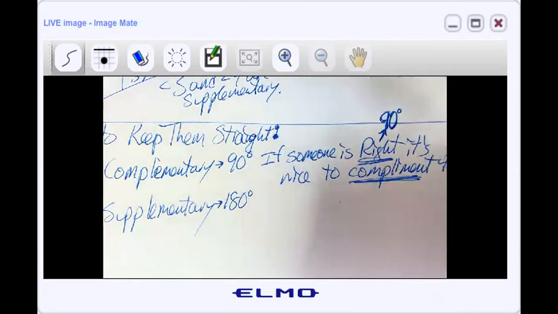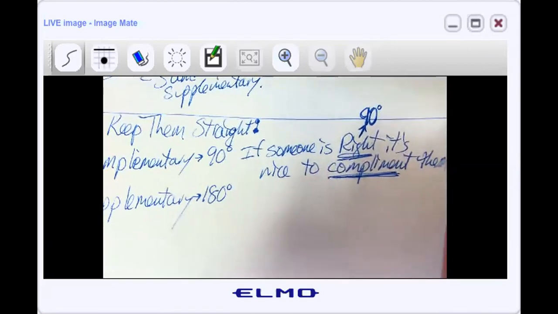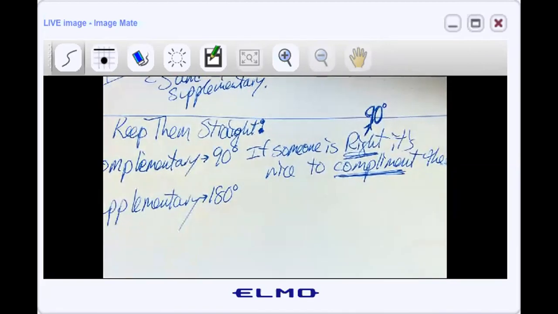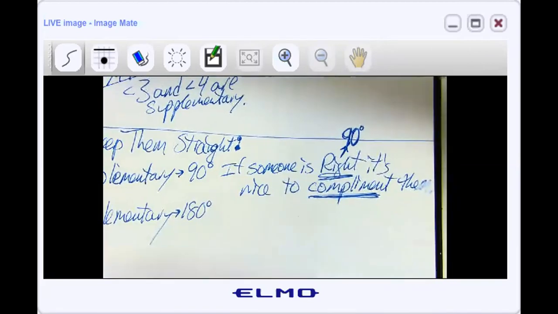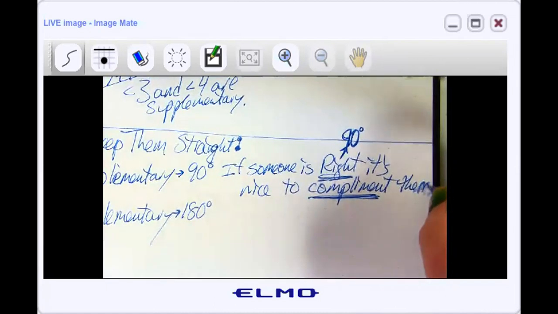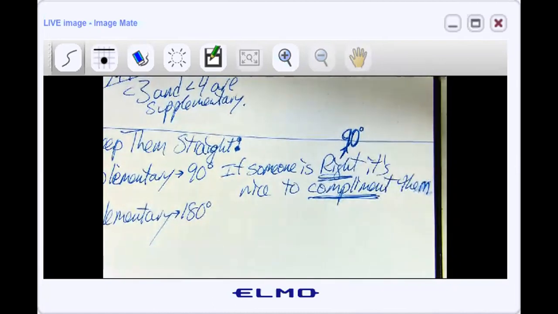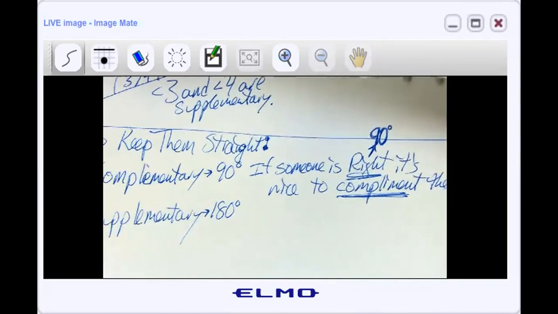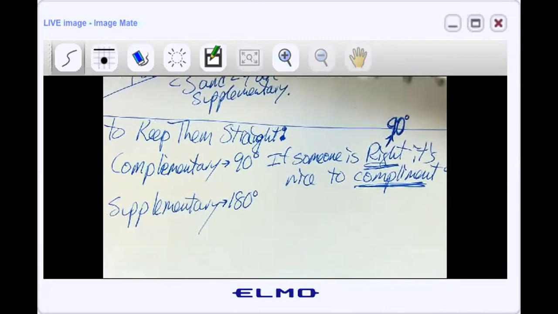And compliment, although when we talk about compliment, like saying, oh, you look so nice today, that is spelled with an I. And when we're talking about angles, it's spelled with an E. Who cares, right? As long as you see complementary, whatever, you need to associate that with a 90. And then supplementary is 180. Whatever works for you. So cement it in your brain: complementary adds to 90, supplementary adds to 180.